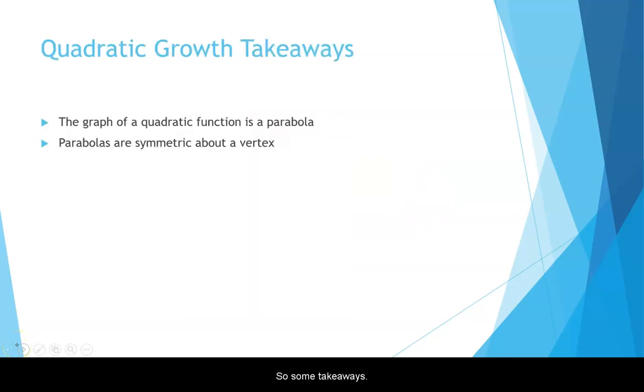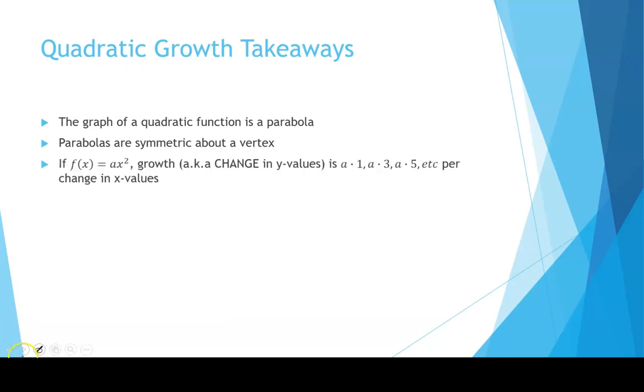So some takeaways. The graph of a quadratic function is a parabola. Parabolas are symmetric about the vertex. If you can find the vertex, you can graph the parabola. If you can't find the vertex, this is going to be a rough section. If f of x equals ax squared, the growth is 1 times a, 3 times a, 5 times a, and so on, per change in x values.